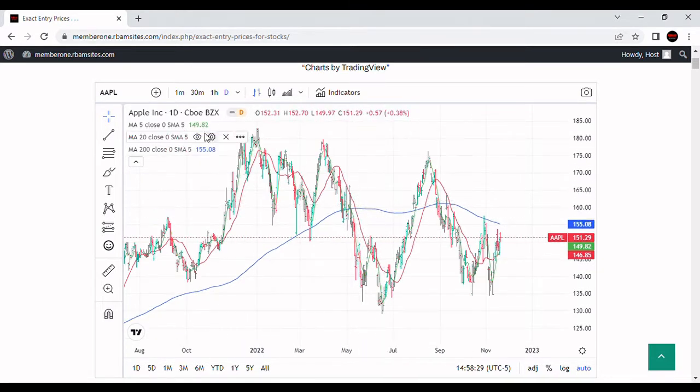But as we spread this out, now we're looking at Apple, and you can see, look at this. It's a tremendous rally. And how do we define this rally? It's above the 20-day moving average. How do we define this decline here? It's below the 20-day moving average.